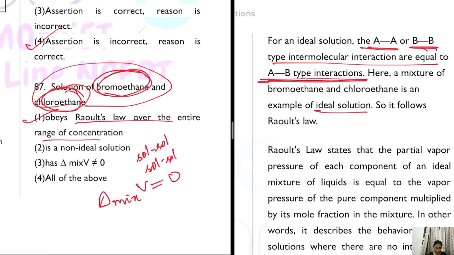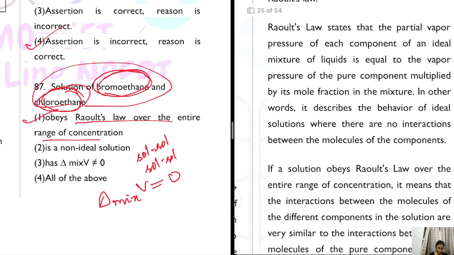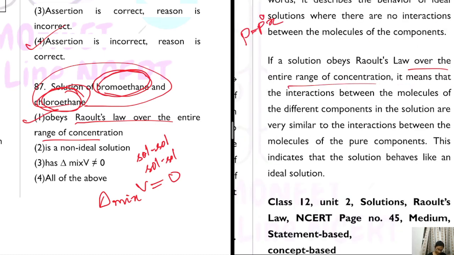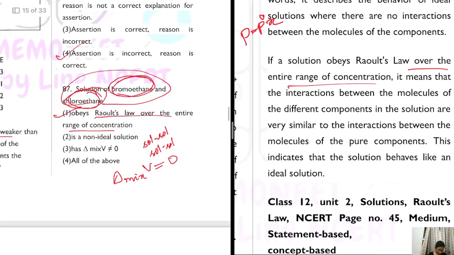And see, what is Raoult's law? It states that the partial vapor pressure of each component of an ideal mixture of liquids is equal to the vapor pressure of the pure component multiplied by its mole fraction. This obeys over the entire range of concentration. So let's see the next question.